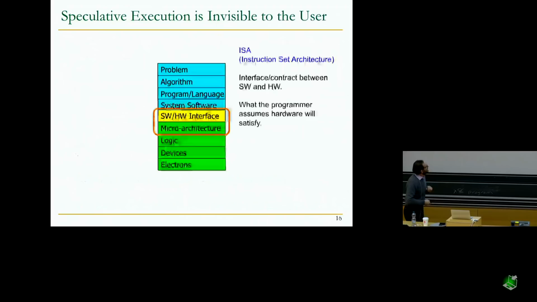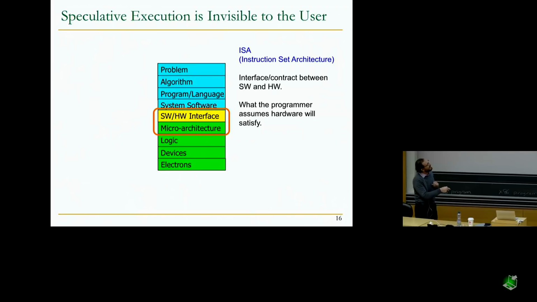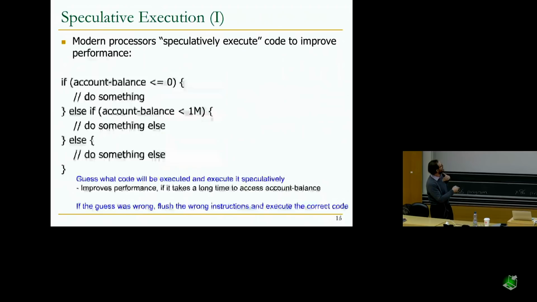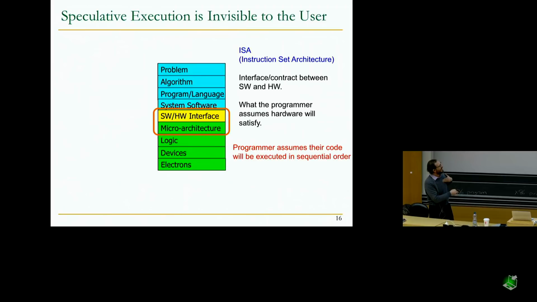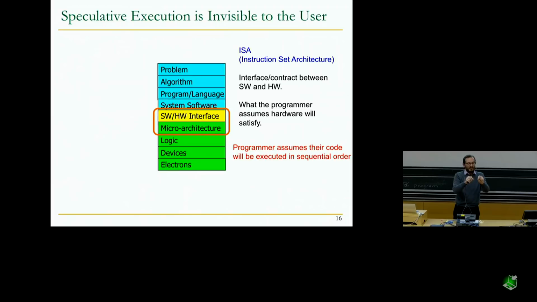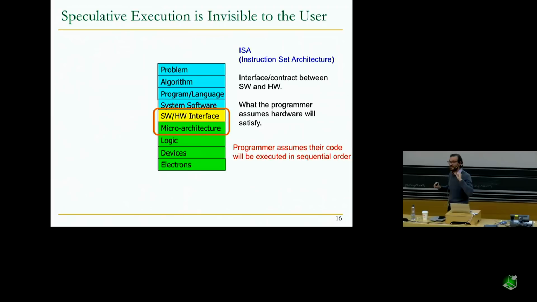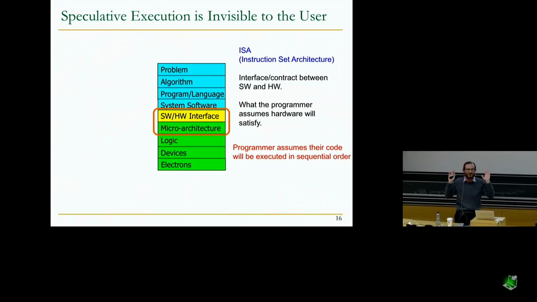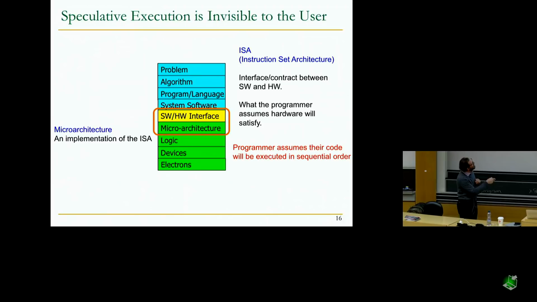Basically, the processor obeys this contract, the instruction set architecture, the interface. The programmer assumes that the processor will execute this code sequentially, and it will never execute the wrong thing in sequential order. If you execute programs in sequential order, every instruction is executed at a given time, and no instruction after that is executed before the previous one completes. That's sequential execution, the abstraction that's provided to the programmer. That's perfectly fine. That assumes no speculative execution, and it's very easy to reason about. Now, underneath, at the microarchitecture level, you can do anything else. You're free, as long as you obey this abstraction.